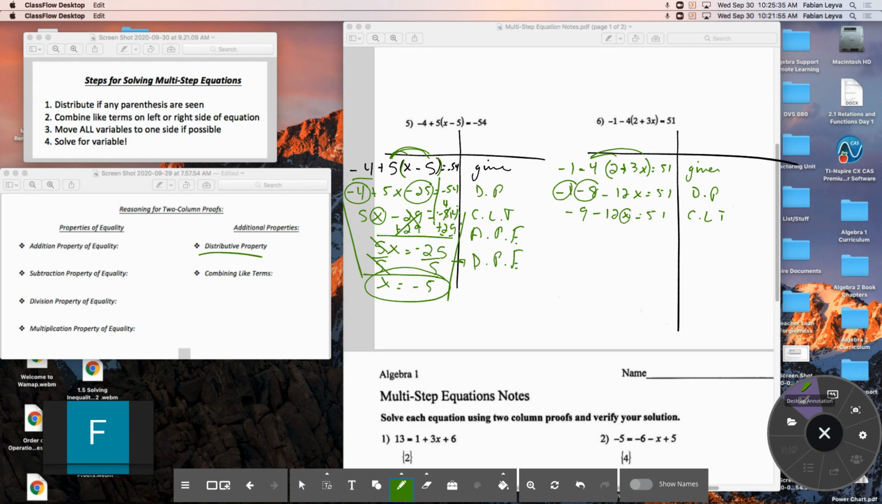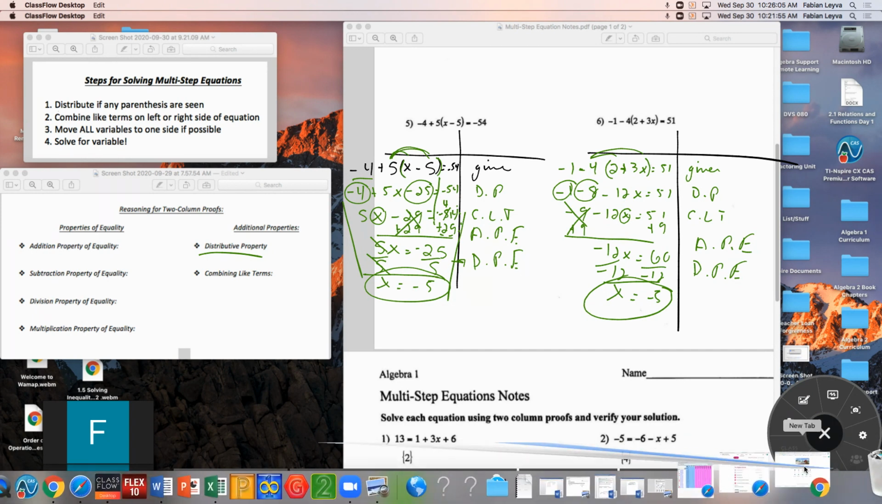Now there's only one variable on one side, so that means I could solve for the stuff around it. So let's add 9 to both sides. These cancel out. You're left with a negative 12x is equal to a positive 60. I use the addition property of inequality. And finally, dividing by negative 12, you end up with x is equal to a negative 5. What did you use there? You use the division property of inequality. So now that's pretty much it. Follow those 4 steps and you'll be okay with any problems I give you.